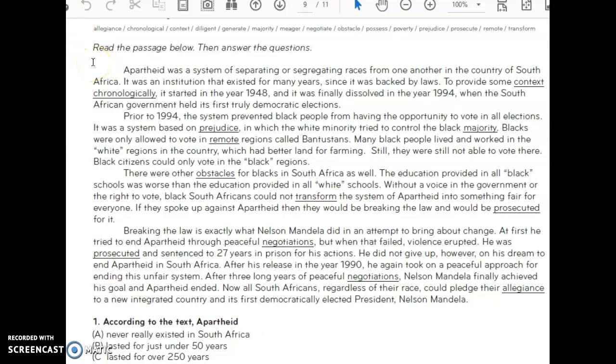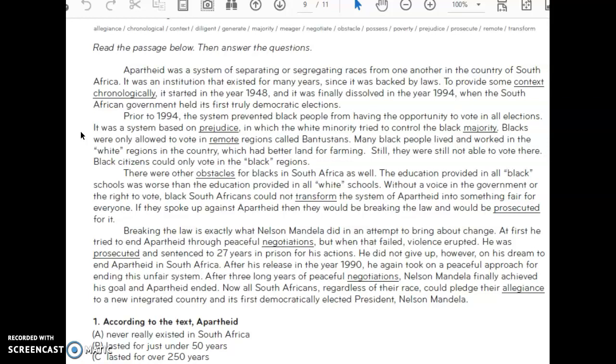Here I go. Apartheid was a system of separating or segregating races from one another in the country of South Africa. It was an institution that existed for many years, since it was backed by laws. To provide some context chronologically, it started in the year 1948, and it was finally dissolved in the year 1994 when the South African government held its first truly democratic elections. Prior to 1994, the system prevented Black people from having the opportunity to vote in all elections. It was a system based on prejudice, in which the white minority tried to control the Black majority.